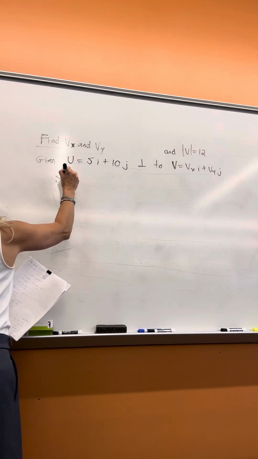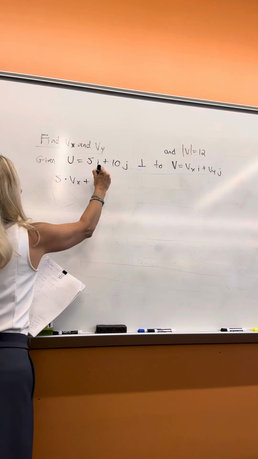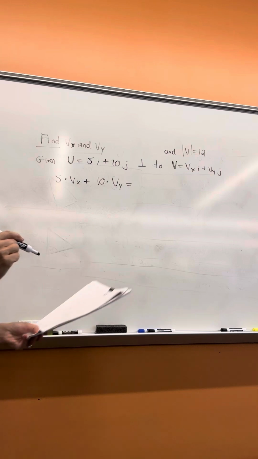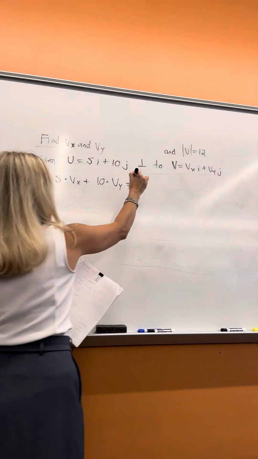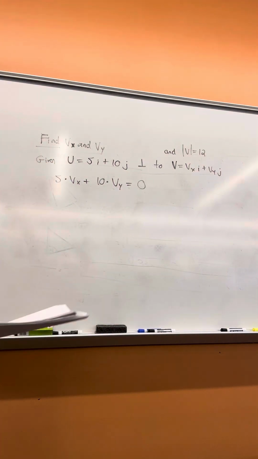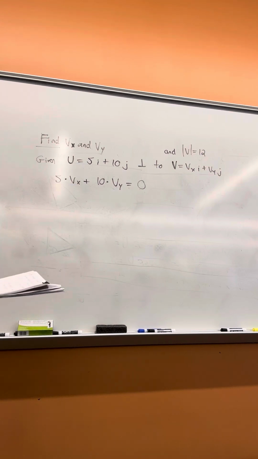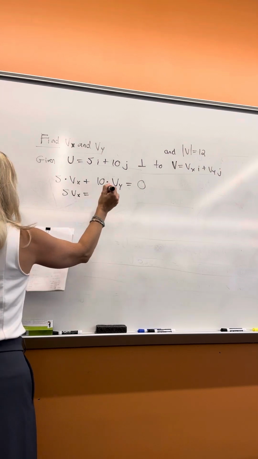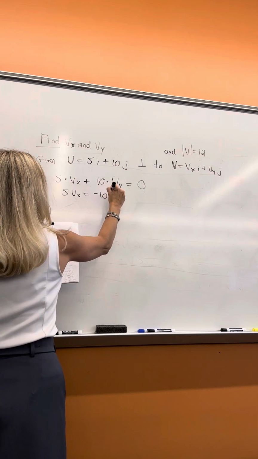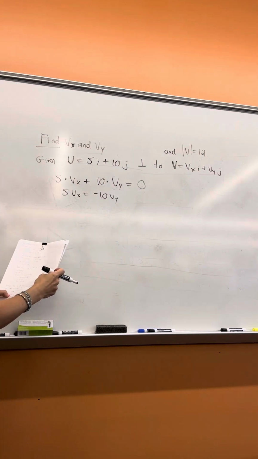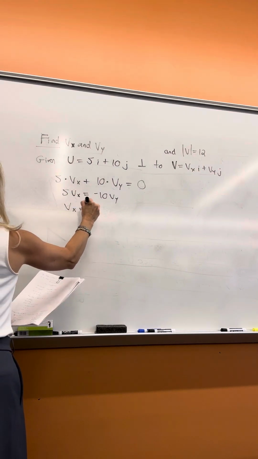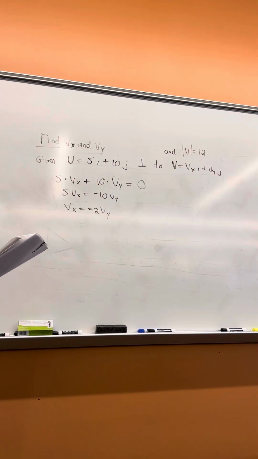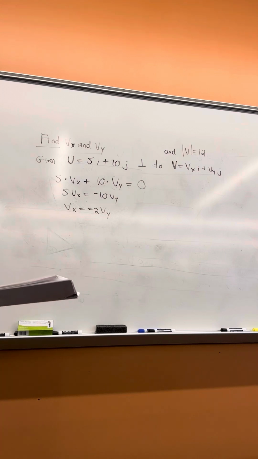So that means that 5 times Vx plus 10 times Vy equals what? If they're perpendicular, the dot product is 0. So the dot product of two vectors has to equal 0 if they're perpendicular to each other. So we get an equation, and we can say that 5Vx equals negative 10Vy. And let's get this in terms of Vx. So Vx equals negative 2Vy. Okay, we got one equation there. We didn't solve anything yet, but we have one equation for Vx.